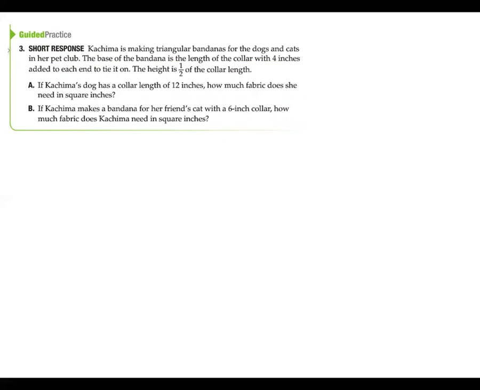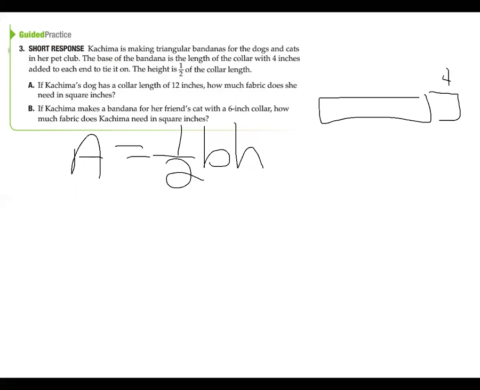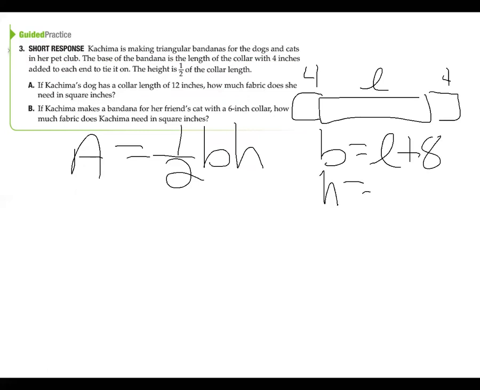So we're talking about area. The area of a triangle is 1/2 base times the height. Since they're talking about how long the collar is, the bandana length is the length of the collar with 4 inches added on to each side. So if this is the collar, they're going to add 4 inches to each side like this. So the base of the triangle is going to be L plus 8. The height is equal to half the collar length.